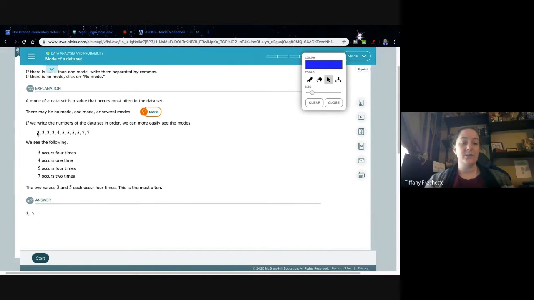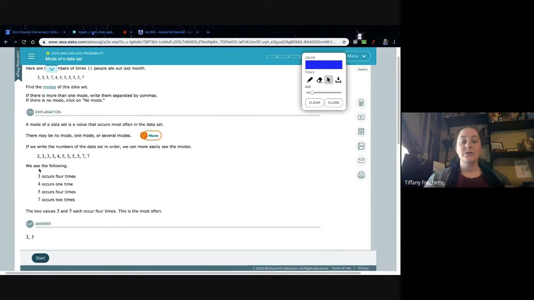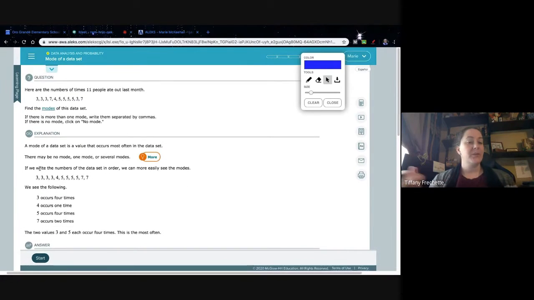And then we just take into account, so 3 occurs 4 times, 4 occurs only once, 5 occurs 4 times, 7 occurs 2 times. So in this case, we have 2 modes, 3 and 5. They both occurred 4 times, so they're both a mode in this case. So that's all we're doing. We're just going to put them in order and see which ones happen the most.